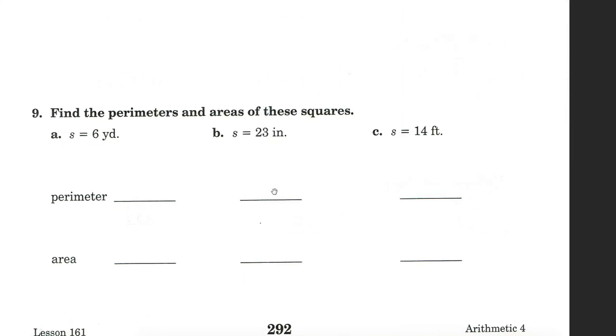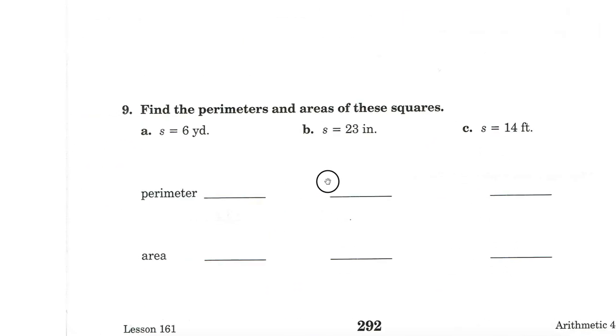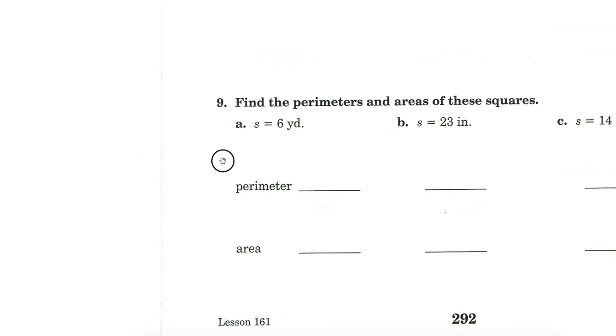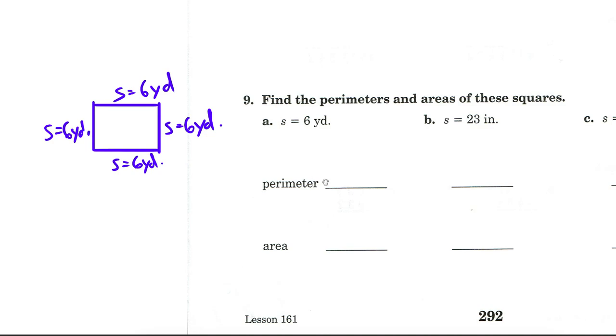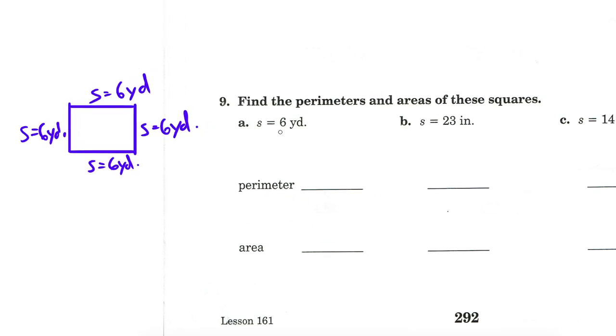Find the perimeter and area of these squares. Now this time we're talking about squares. Remember, squares have 4 equal sides, all sides the same length. So if you know the length of one side, S equals 6 yards, that means the rest of the sides are also 6 yards. So find the perimeter of a square, knowing that one side is 6 yards.